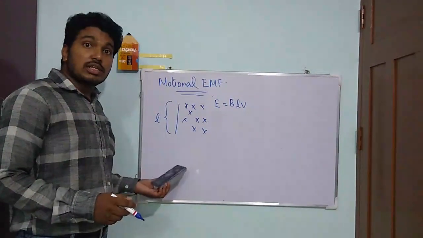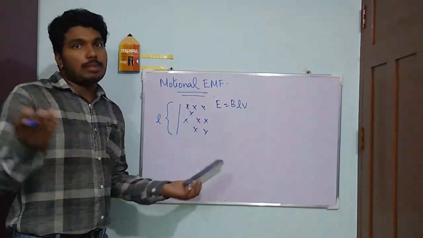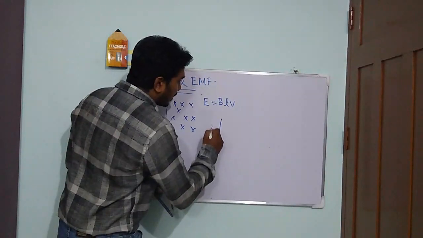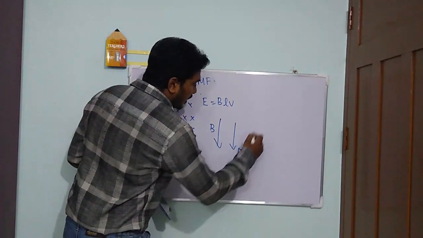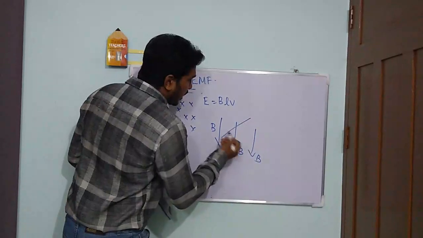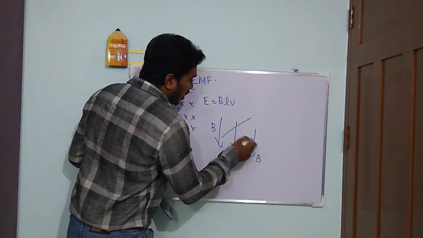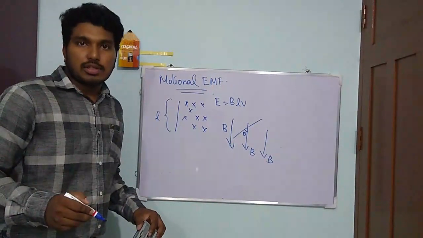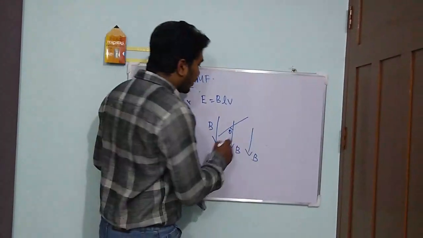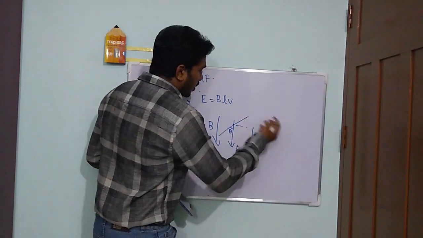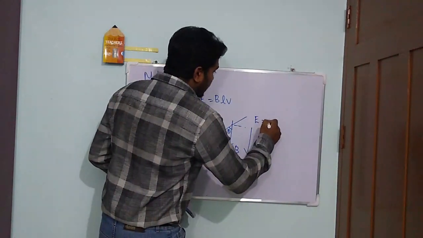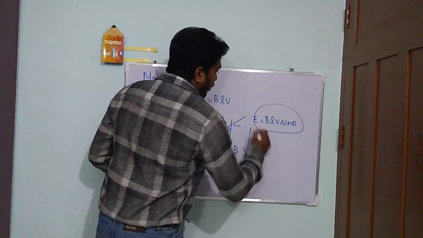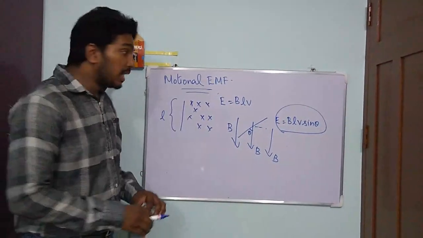Now suppose the conductor is not actually perpendicular to the magnetic field, then the condition will be a little bit different. Suppose this is my magnetic field, the direction of the magnetic field is this. The conductor is making a certain angle, theta, with respect to the magnetic field. Then I can write the induced EMF E is equal to BLV sine theta. Induced EMF will be equal to BLV sine theta.